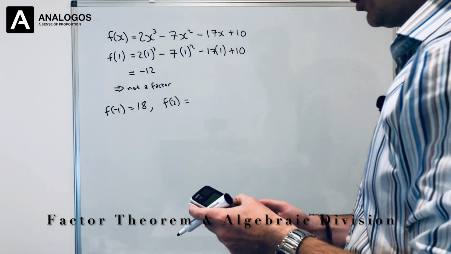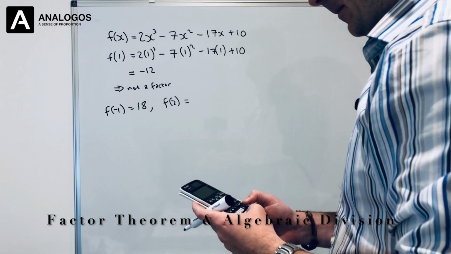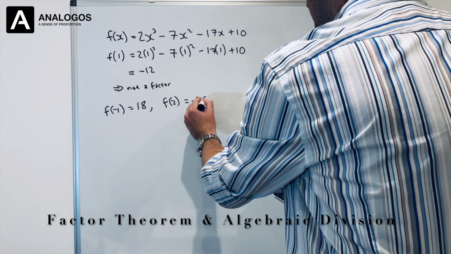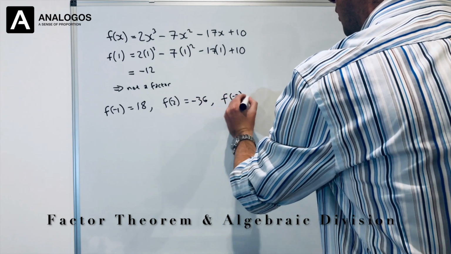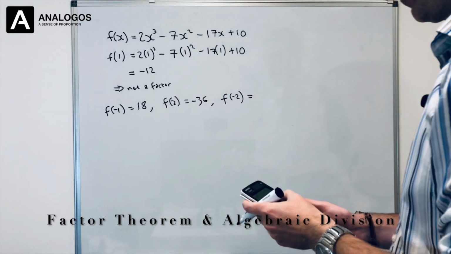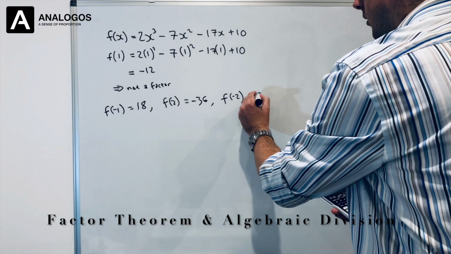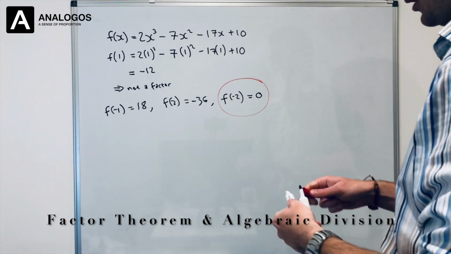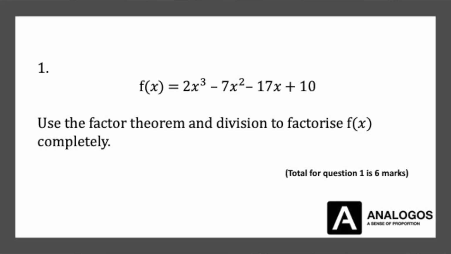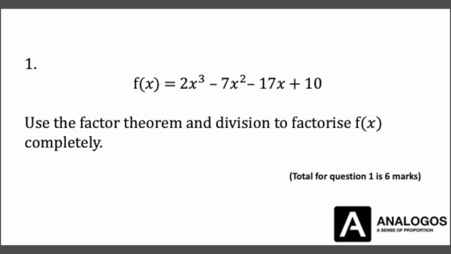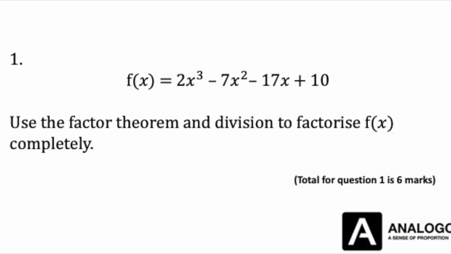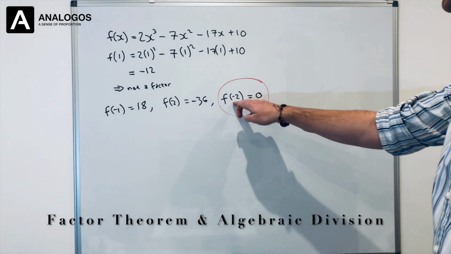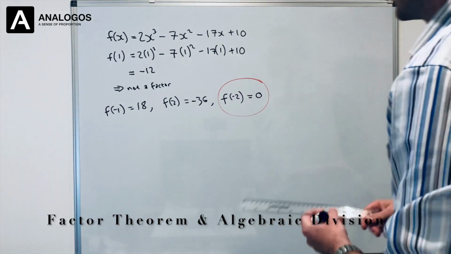What about f of 2? Again, all I'm going to do is substitute the x for 2, which gives minus 36. f of minus 2, what's that? It is 0. That's your factor. So the question is, use the factor theorem and division to factorise f(x) completely. If f of negative 2 equals 0, that means negative 2 is a factor.